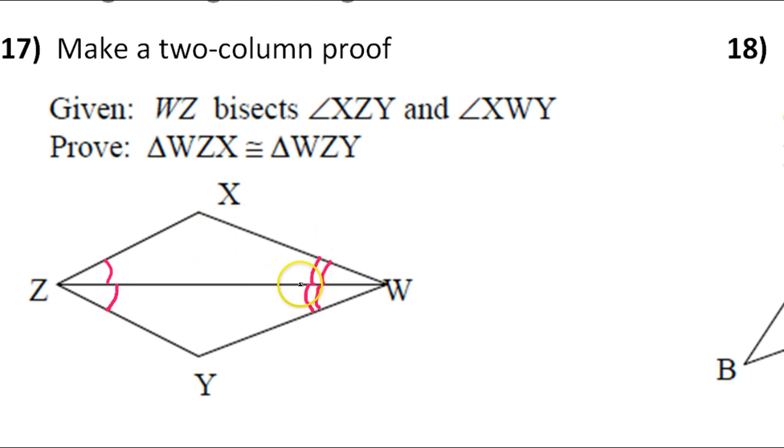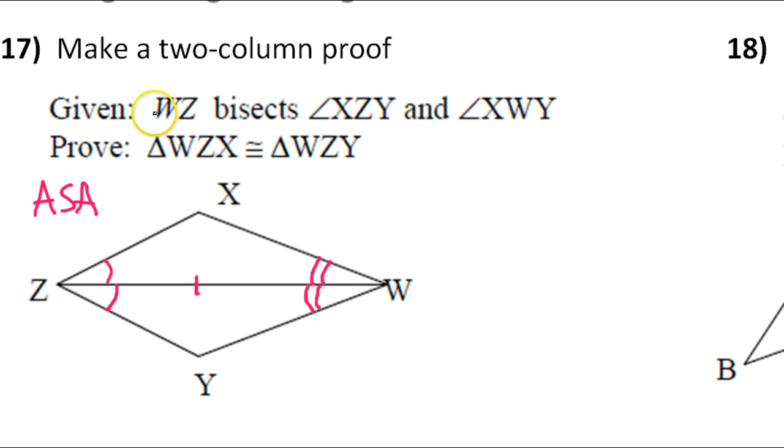In addition to that, we know that the shared side, ZW, is going to be congruent to ZW by the reflexive property. So putting all that together, I can say that the two triangles are going to be congruent by the angle-side-angle postulate. Okay, and then that'll be what I'm trying to prove. So let me think ahead and see how many steps this is going to take.